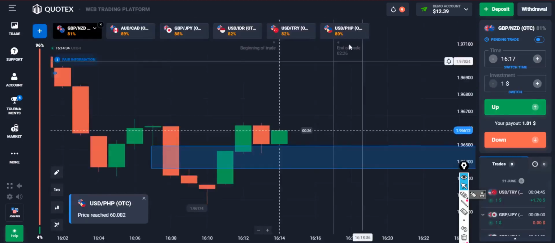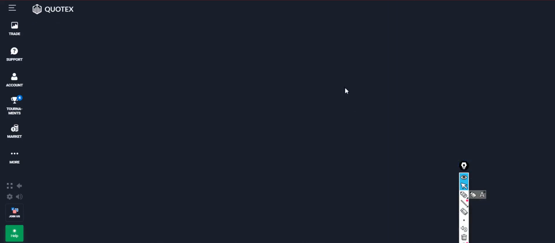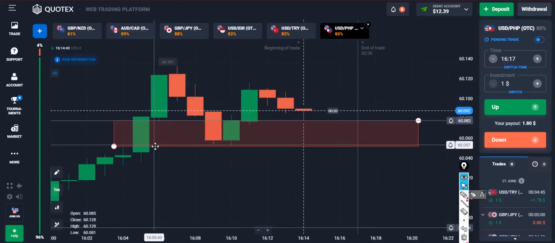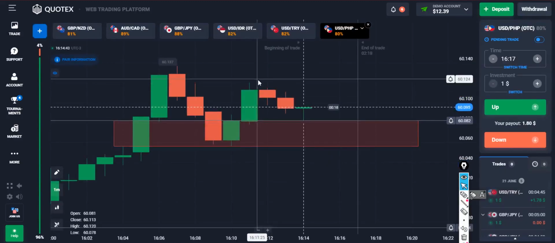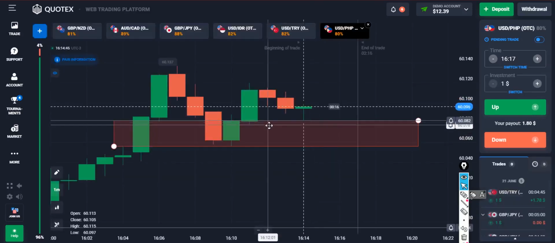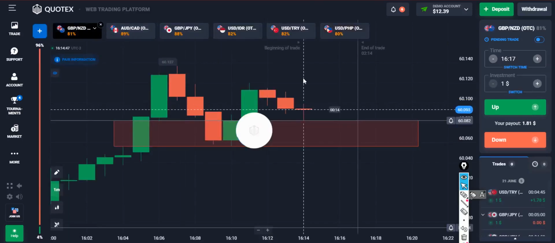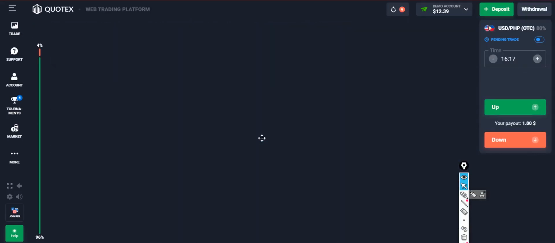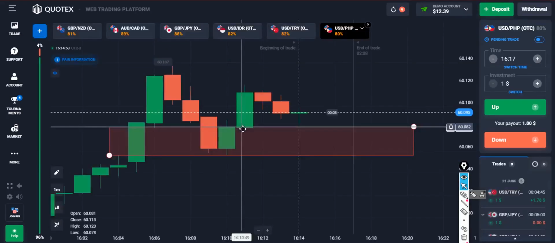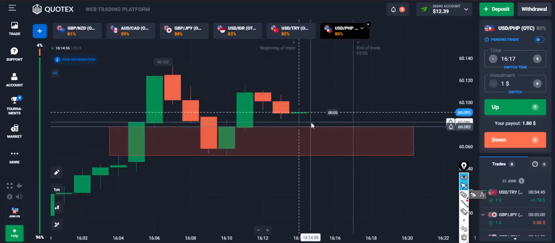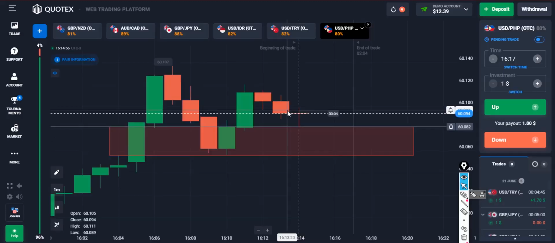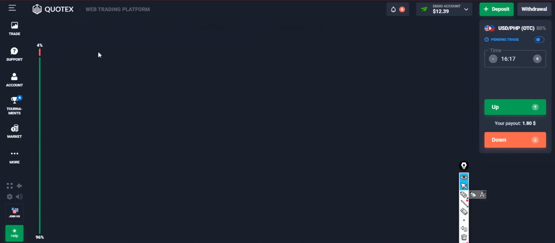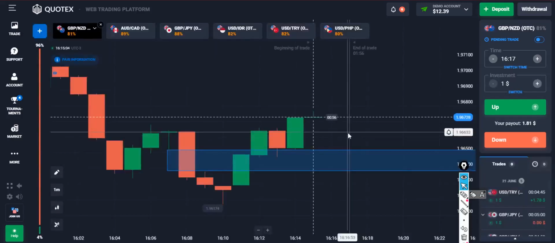Okay, USD PHP seems okay. So in USD PHP, if we had taken a trade here for an up call, we still would be winning. 1, 2, 3, 4, still would be winning. Let's see the last one. Yeah, okay.